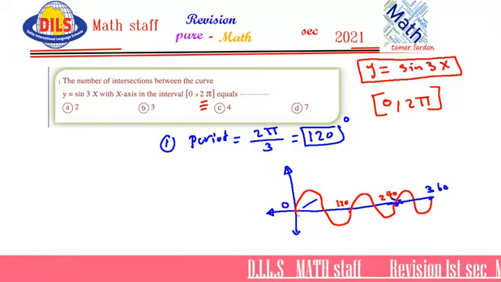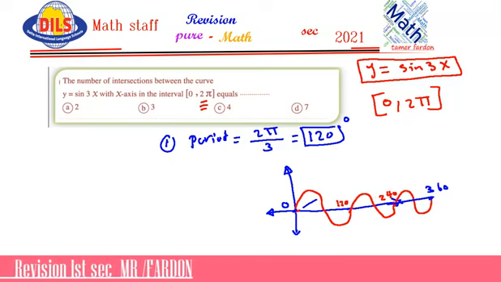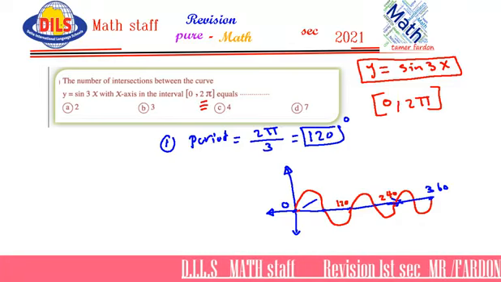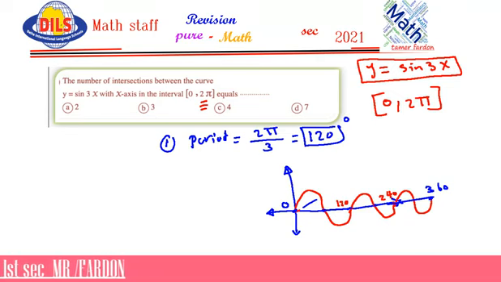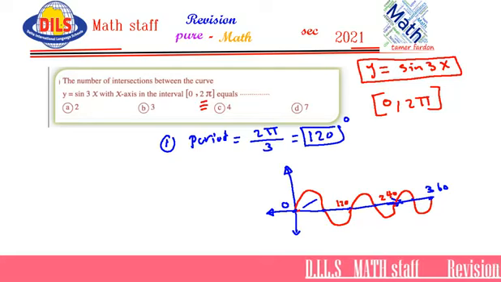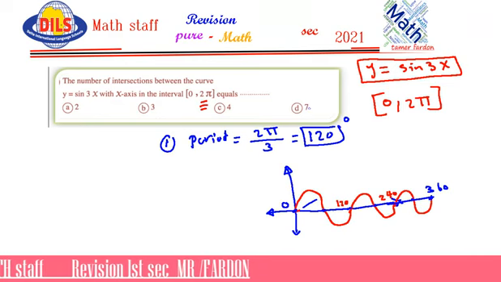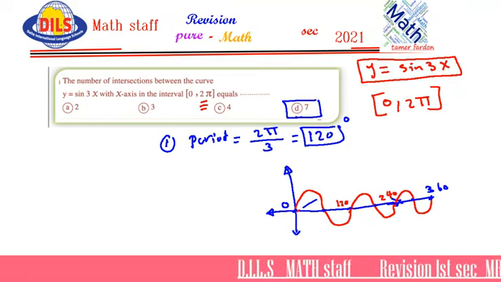To find the intersection points with the x-axis, we count: 1 at 0, 2 at 60, 3 at 120, 4 at 180, 5 at 240, 6 at 300, 7 at 360. So the number of intersections between y equals sine 3x and the x-axis is 7 times.